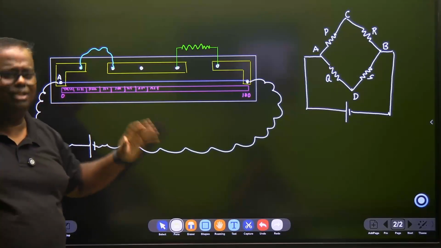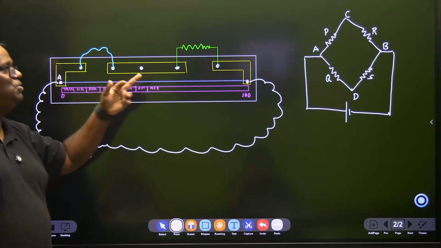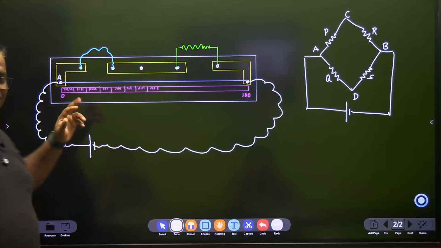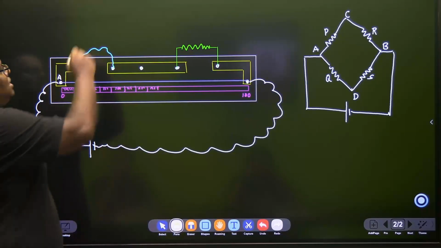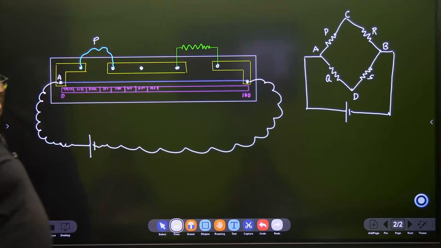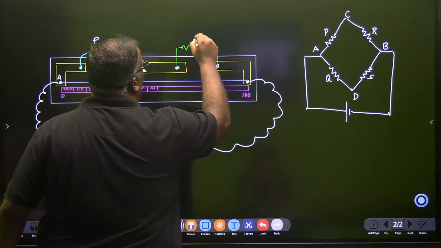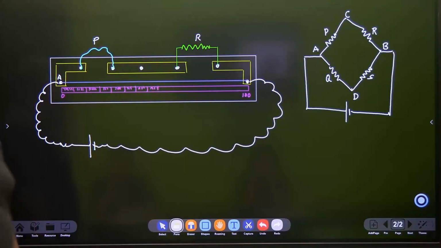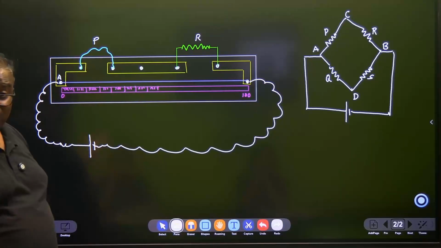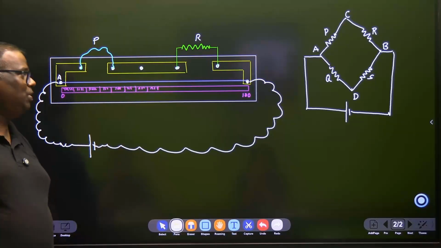You pay attention here. This is not there in the syllabus. My cell comes to A. Agreed? From A, I have a resistance P. This is a resistance P, which I don't know. Then there is a resistance R, which I know. Very good. I know that resistance. Sir, what about Q and S?